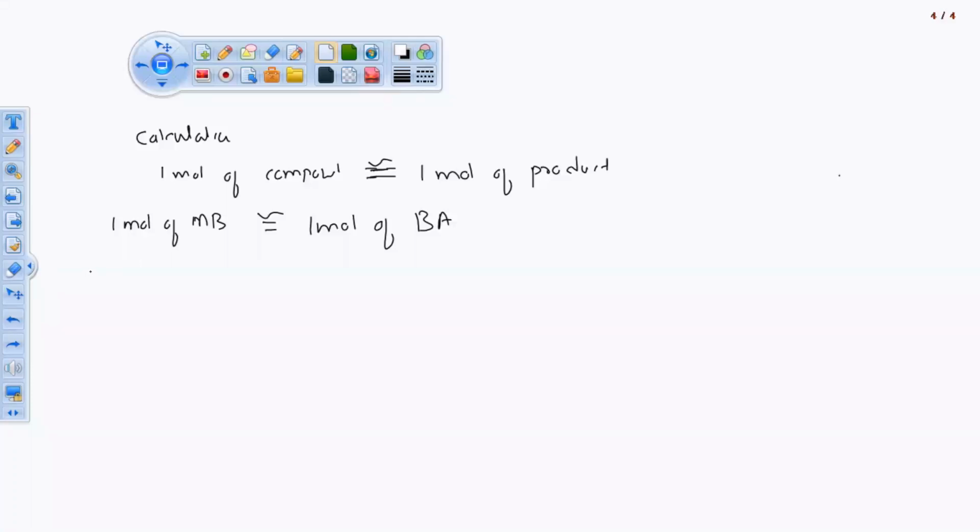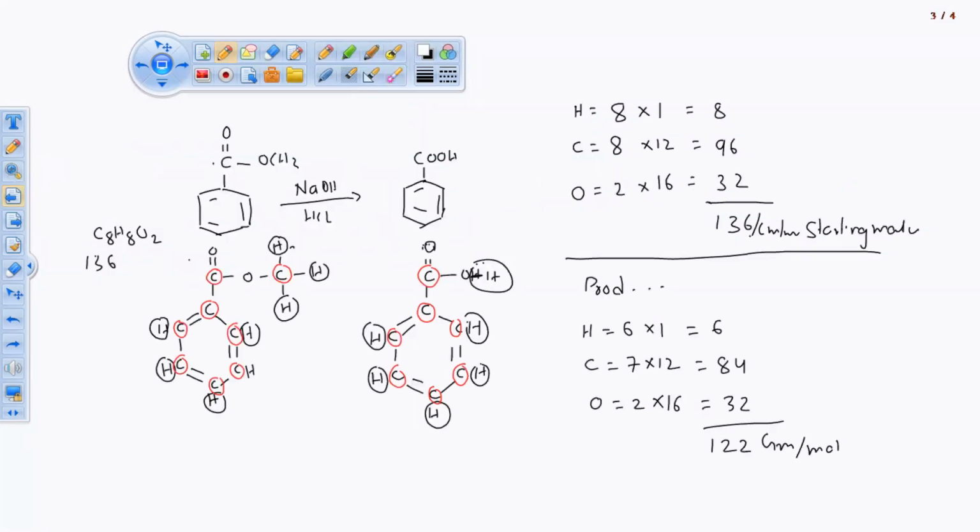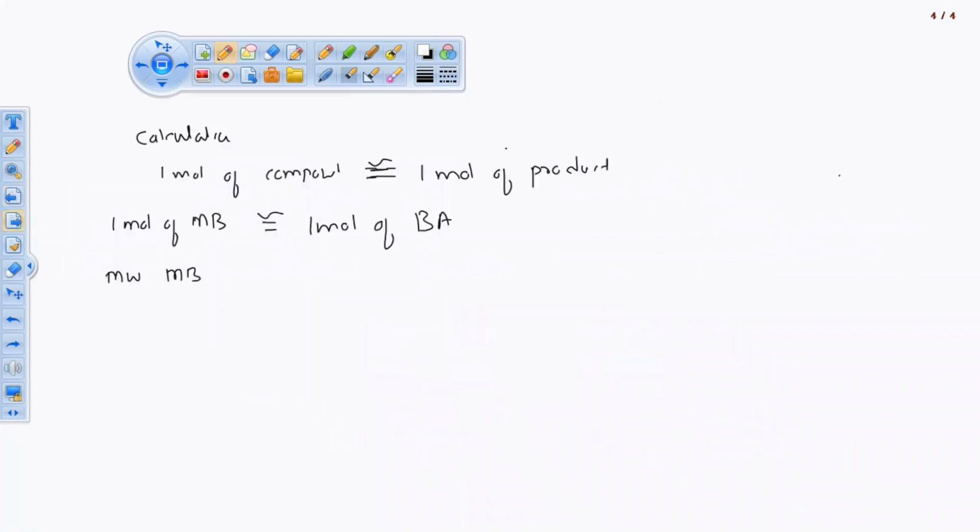ठीक है. सो द मोलिकुलर वेट शॉर्ट फॉर्म में लिखती हूँ भाई. मोलिकुलर वेट ऑफ मिथाइल बेंजोएट कितना है अपना? मोलिकुलर वेट ऑफ मिथाइल बेंजोएट 136, 122 प्रोडक्ट का. ठीक है. मोलिकुलर वेट ऑफ मिथाइल बेंजोएट 136 ग्राम्स पर मोल. ठीक है. देन molecular weight of benzoic acid is 122 grams per mole. ठीक है.